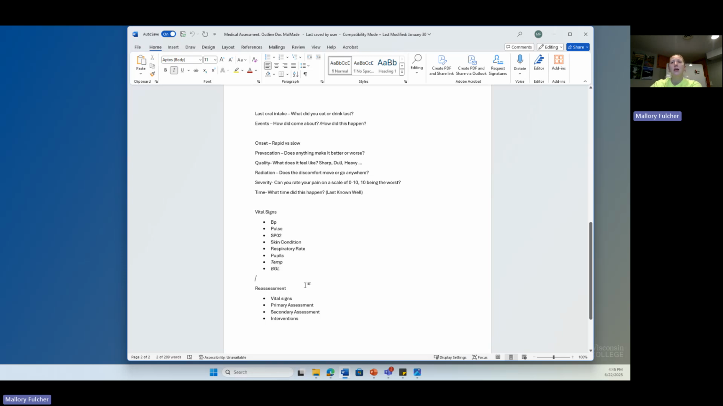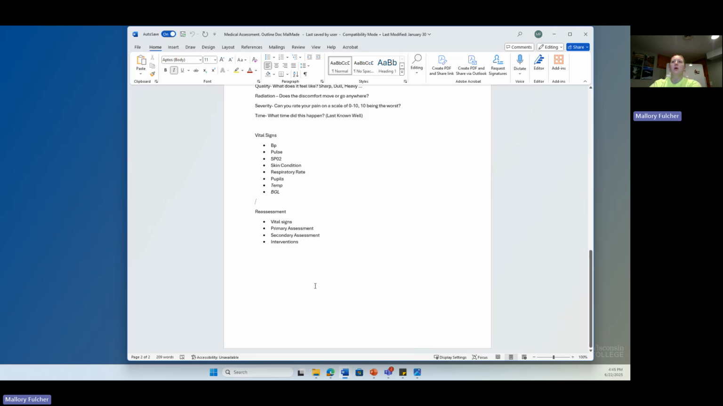Temperature can tell us a lot. And if we've got a patient that we're not really sure what's going on with them, blood sugar can tell us a lot as well. So today we're talking about the reassessment. That is the next and last part of this medical assessment. And this includes the vital signs. So we're always going to reassess our vital signs. That's how we get trends for our assessments. We want to see if our patients are trending upwards or downwards.